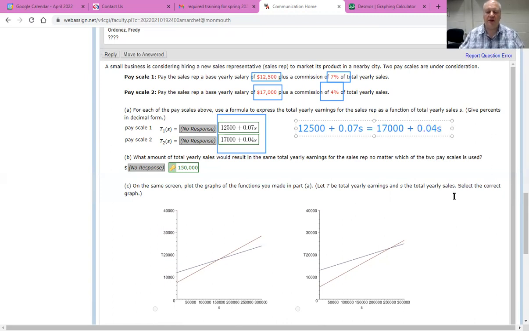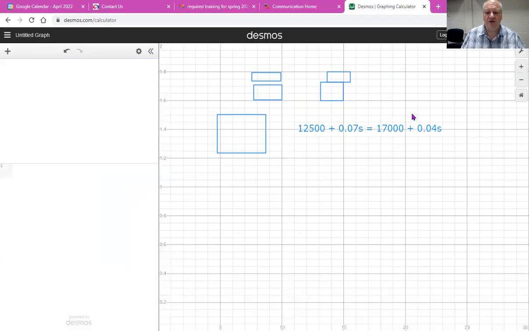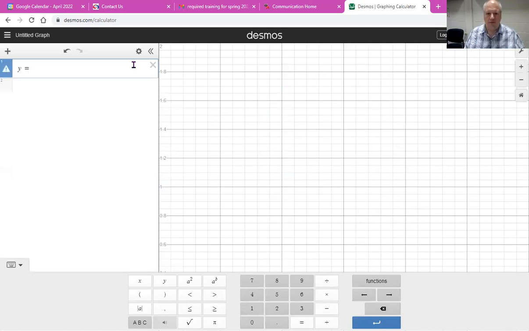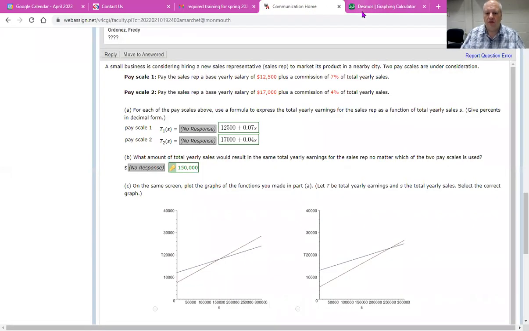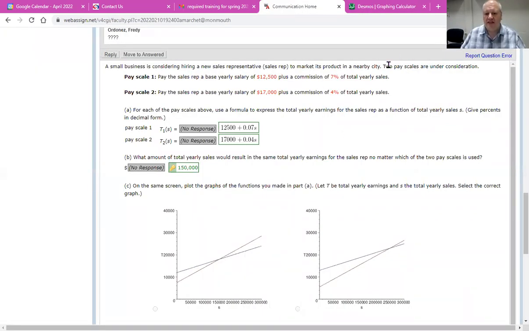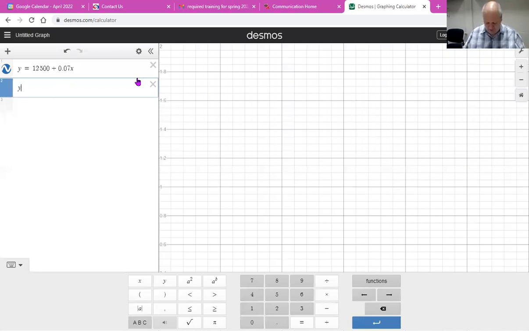For a question like this, I would encourage you to use Desmos. You could use, of course, old algebra ability, but this is going to come out really quick if we use Desmos. Let me show you how to solve an equation with Desmos now. The first equation is $12,500 plus 0.07 X. I'm going to use X and Y. The next equation is going to read 17,000 plus 0.04 X.